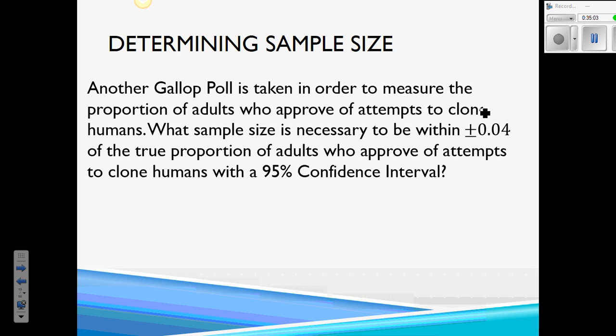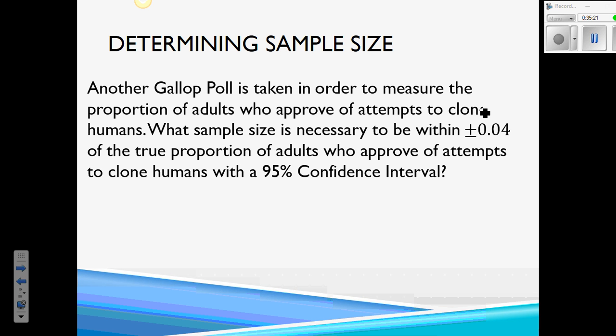All right, so here they're trying to basically say, you're going to construct a 95% confidence interval, right? And you're going to have some p hat that you're going to use to do that. But you want your margin of error to be bounded. Like, you don't want it to go over.